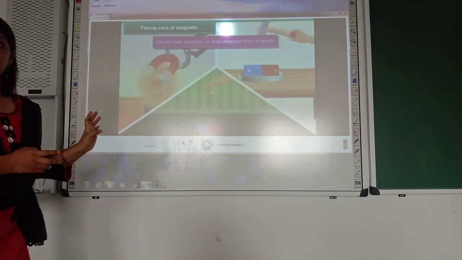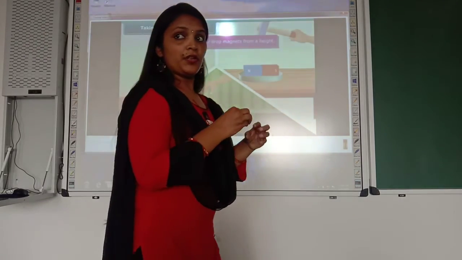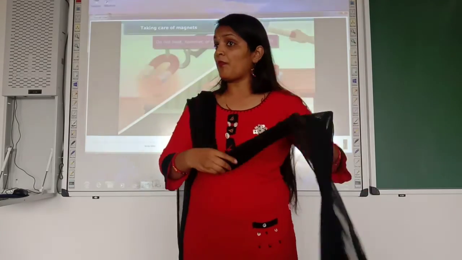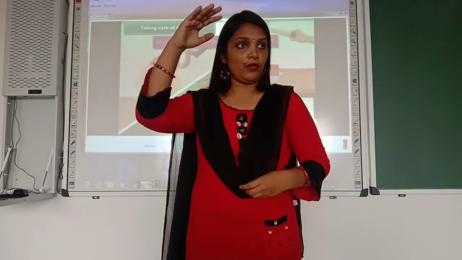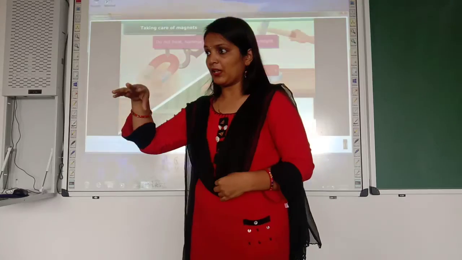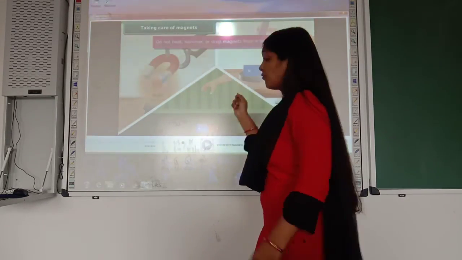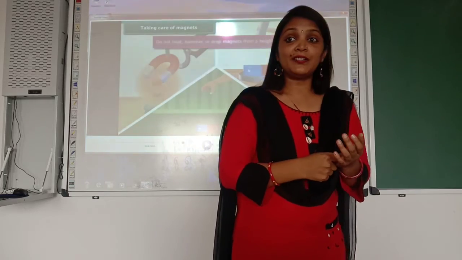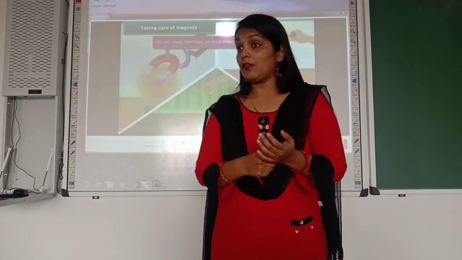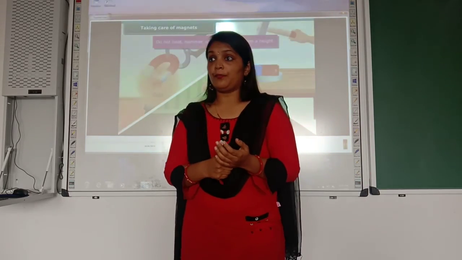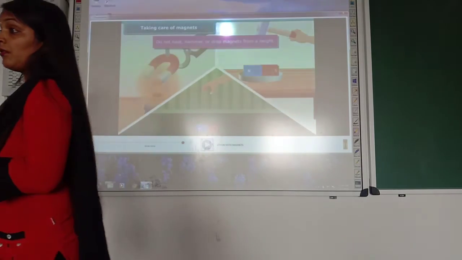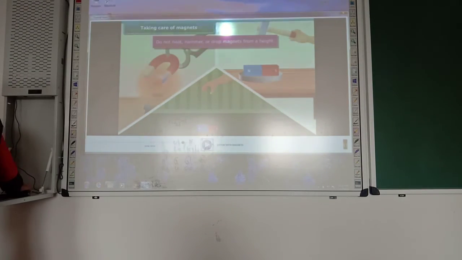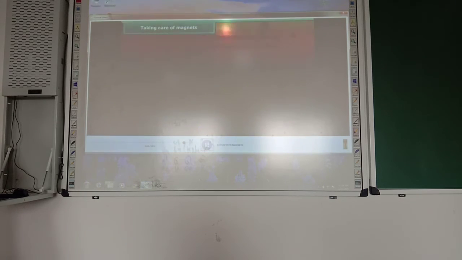If you do these things, like heat the magnet, drop the magnet from a height, meaning from quite high up, or hammer that magnet, then it will lose its property. The magnet will lose its magnetic property. They will lose their property if done so.